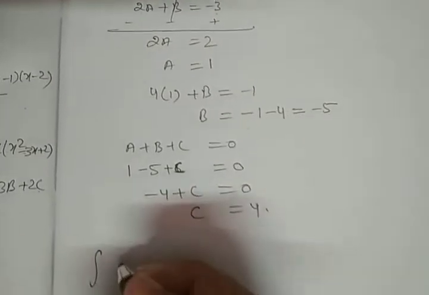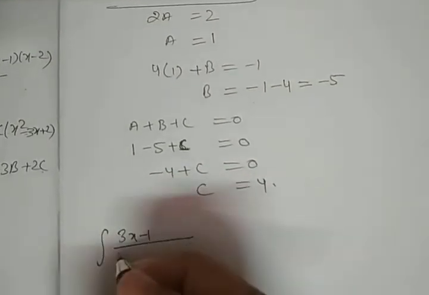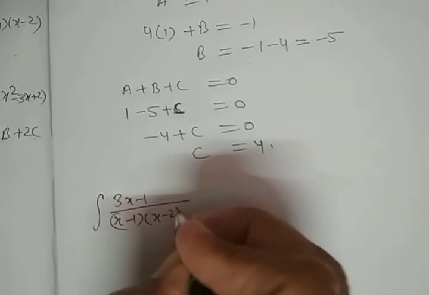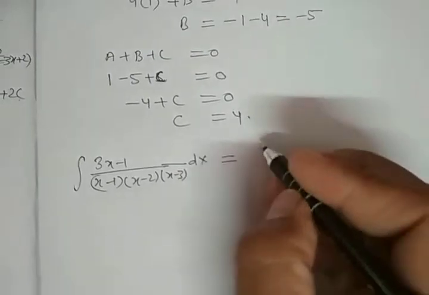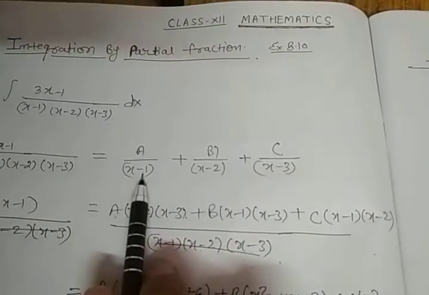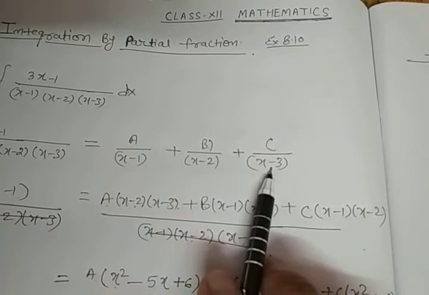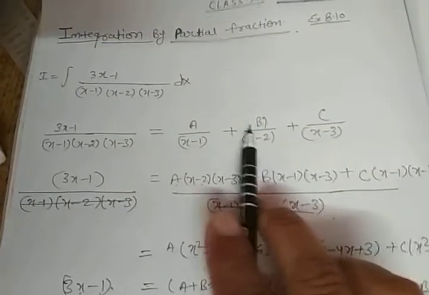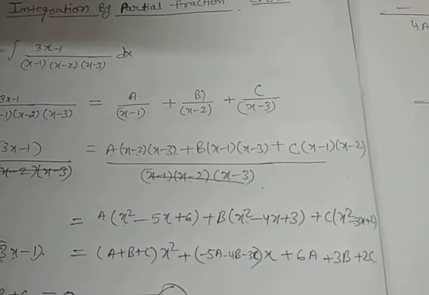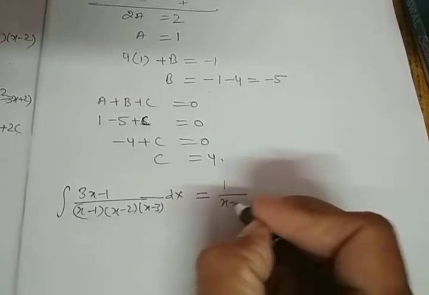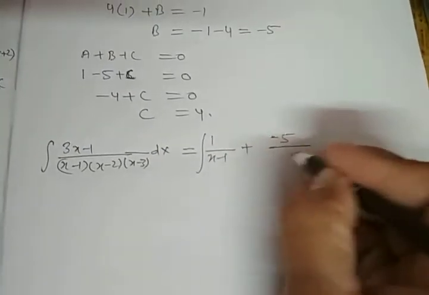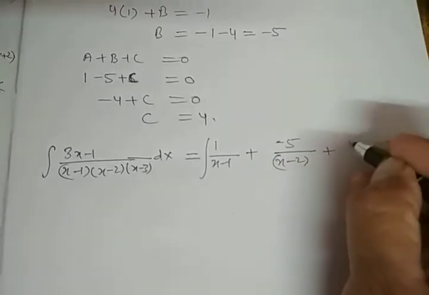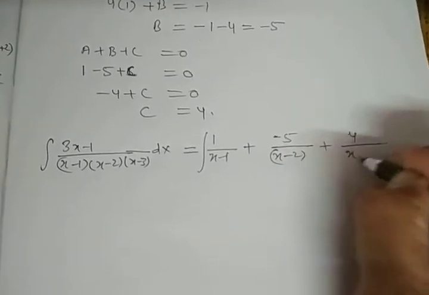Now our integration is 3x minus 1 upon x minus 1, x minus 2, x minus 3 dx. That will be equal to, as we have taken, A upon x minus 1 plus B upon x minus 2 plus C upon x minus 3, substituting the values of A, B and C. So that will be equal to A, that is 1, upon x minus 1 plus B is -5 upon x minus 2 plus C is 4 upon x minus 3.